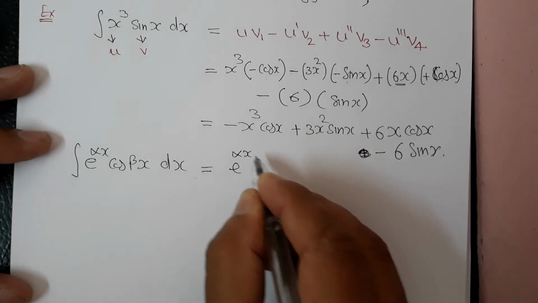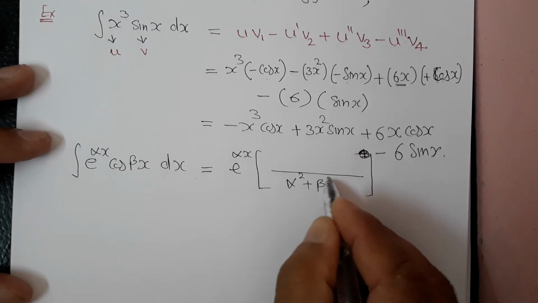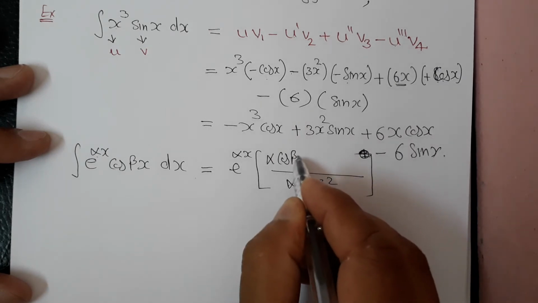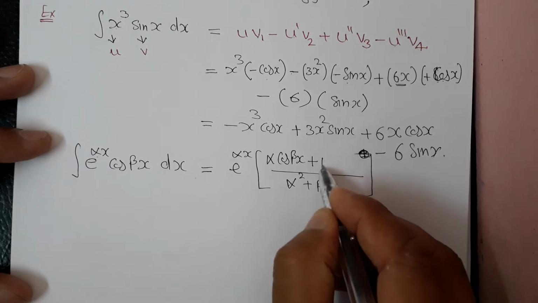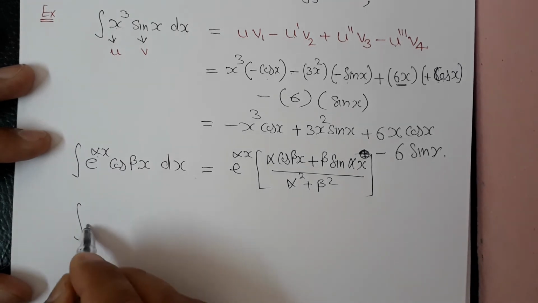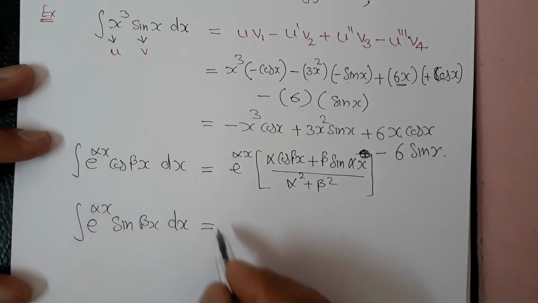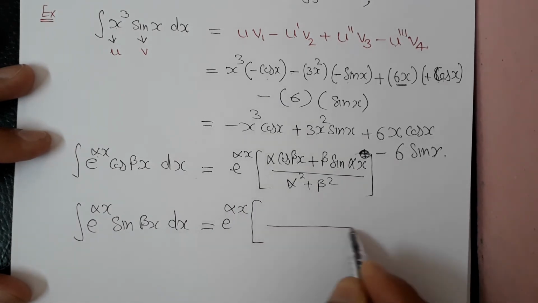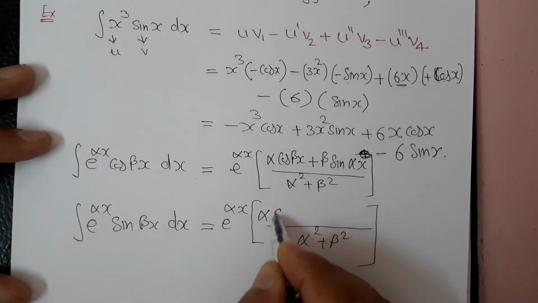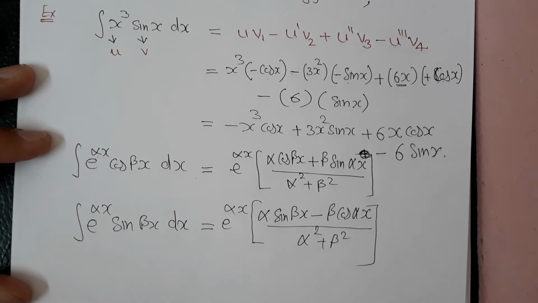So it is e raised to the power alpha x, bracket start, denominator alpha square plus beta square, right? Then we have alpha cos beta x plus beta sine beta x. So this is the first formula, and if we have sine beta x here, then it is e raised to the power alpha x always outside, alpha square plus beta square here, alpha sine beta x minus beta cos beta x. So we will use these formulas.